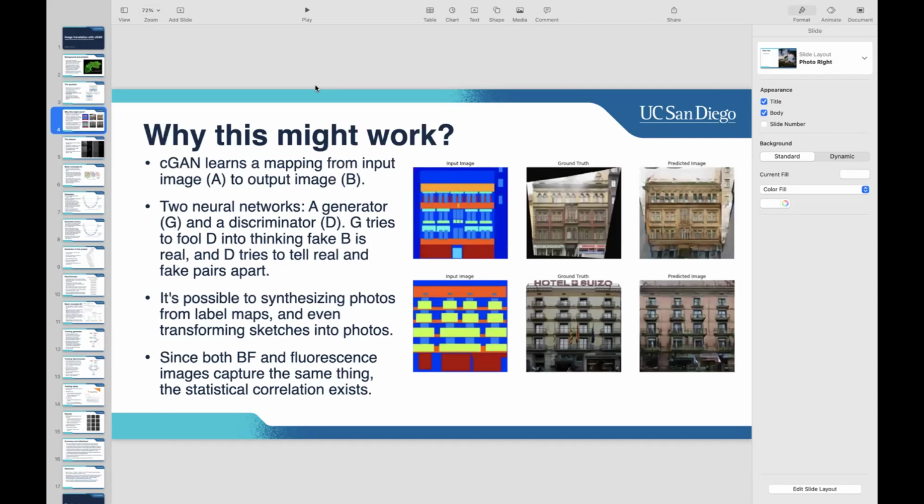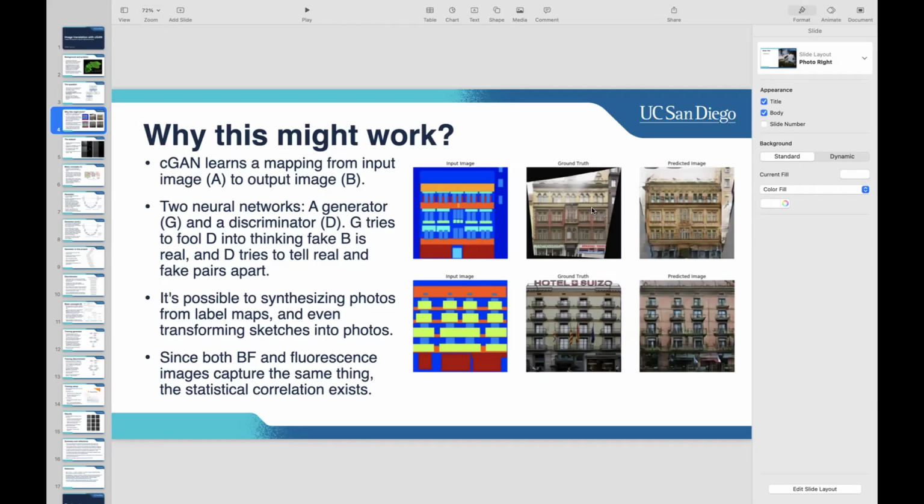The CGAN learns a mapping from input image A to output image B. Basically, this should be your output. This is the ground truth. There are two neural networks in CGAN, a generator and a discriminator. The generator tries to fool the discriminator into seeing the fake output as real, and the discriminator tries to tell the real from the fake.